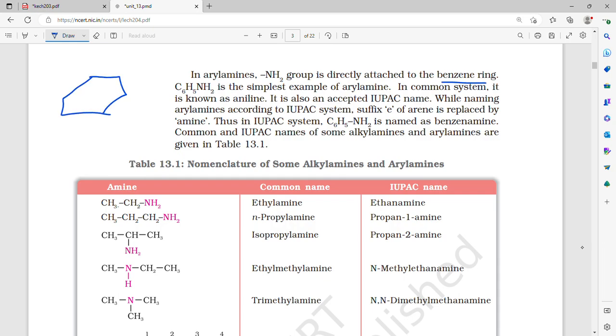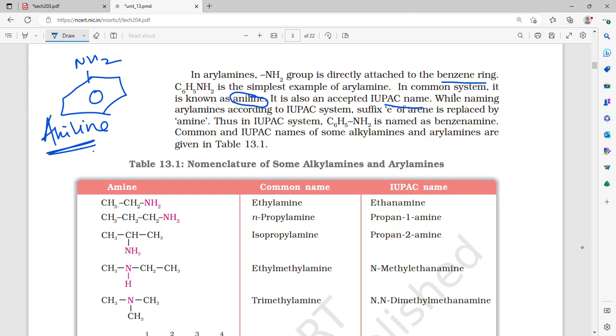In aryl amines, the NH2 group is directly attached to the benzene ring. It is the simplest example of an aryl amine. In the common system, this is called aniline, as you all must know. It is also accepted as an IUPAC name. So when NH2 is directly attached to the benzene ring, we call it aniline, and it is accepted as an IUPAC name also.